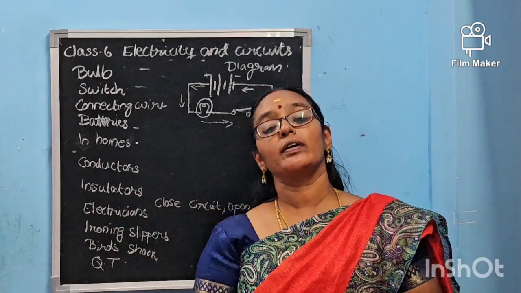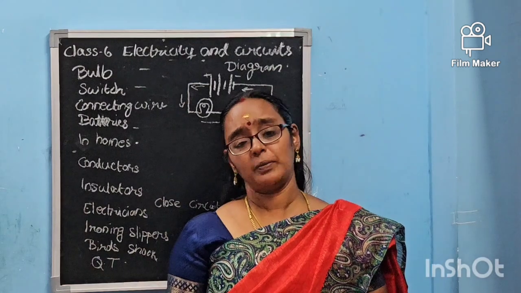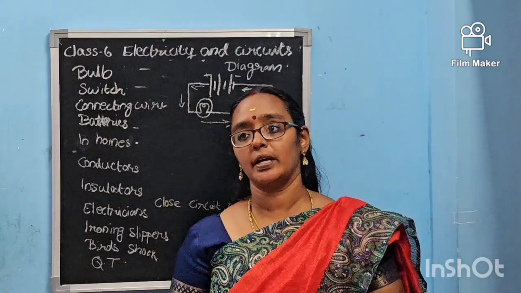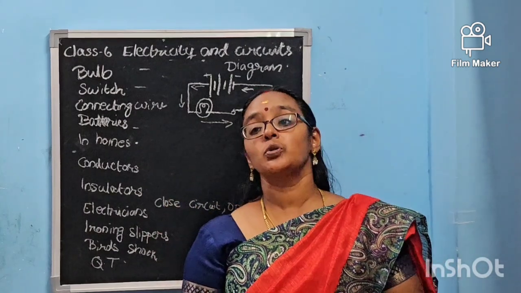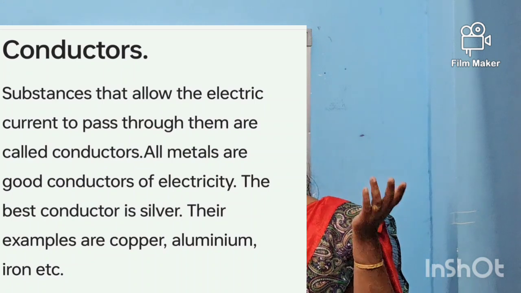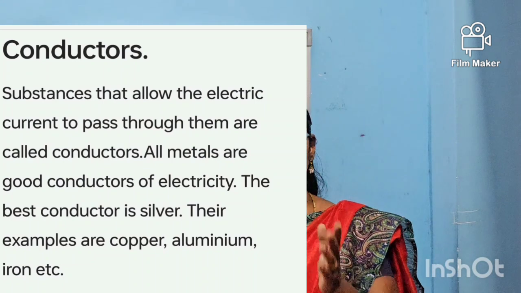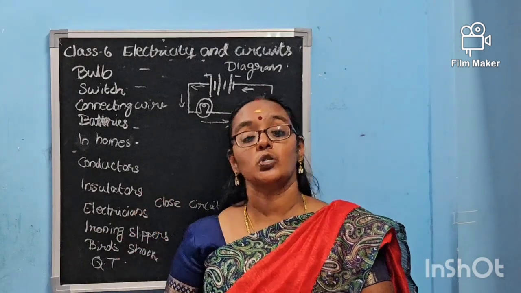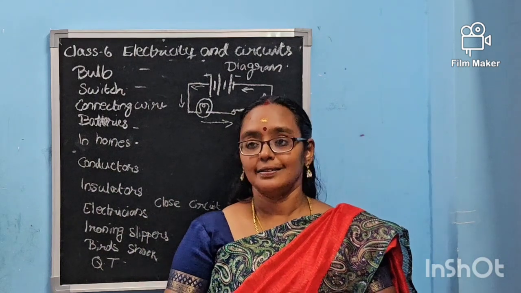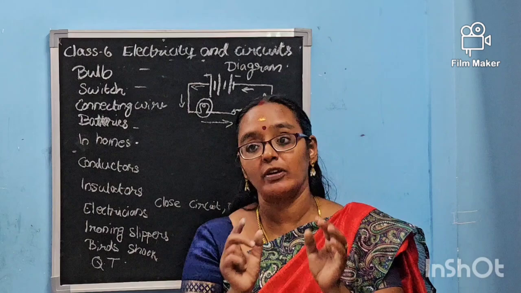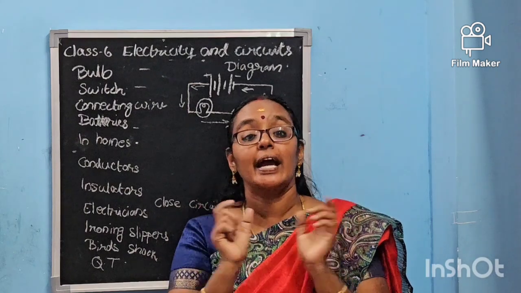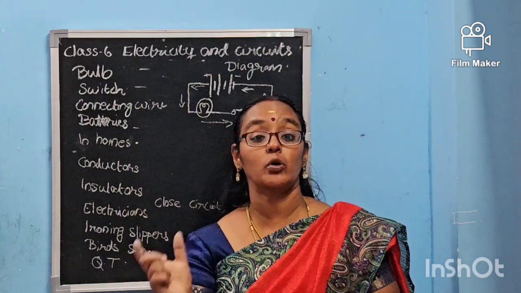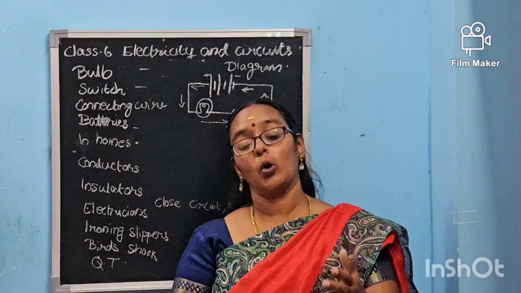What are the examples of conductors? Any metal can be an example, because metals are the best examples of conductors. Silver, aluminium, iron, tungsten, and any other metals. Any metal is a good conductor of electricity. Why? The reason is that metals have free electrons which can carry electric current. The flow of electrons results in the flow of electric current.